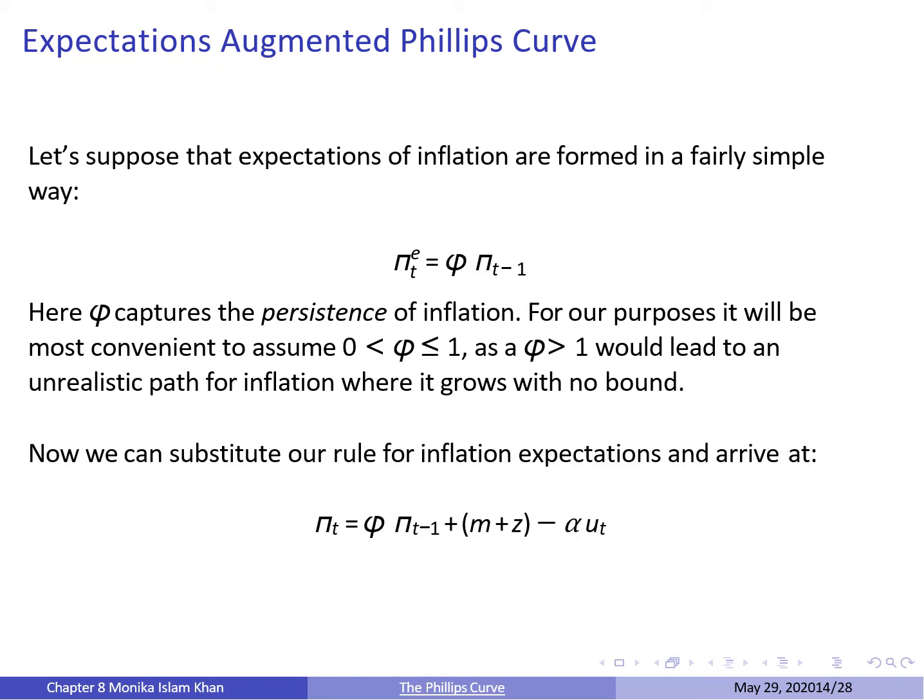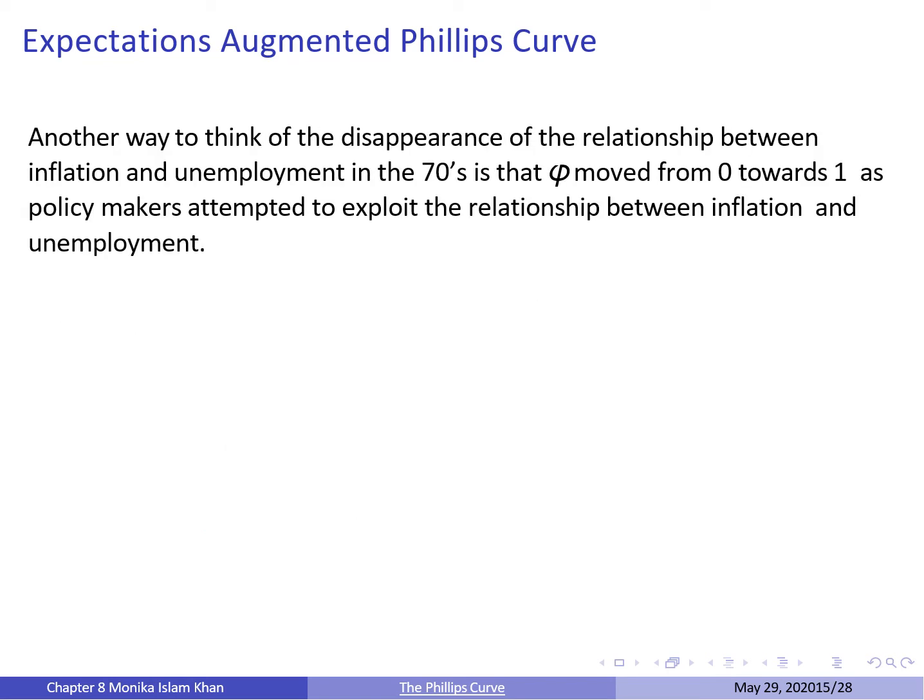Now we can substitute our expectations of inflation rule into our Phillips curve. Another way to think about the disappearance of the relationship between inflation and unemployment in the 70s is that phi moved from 0 towards 1. That is, inflation became more persistent, and expectations of inflation started building up over past rates of inflation as policymakers attempted to exploit the relationship between inflation and unemployment in order to keep unemployment low.